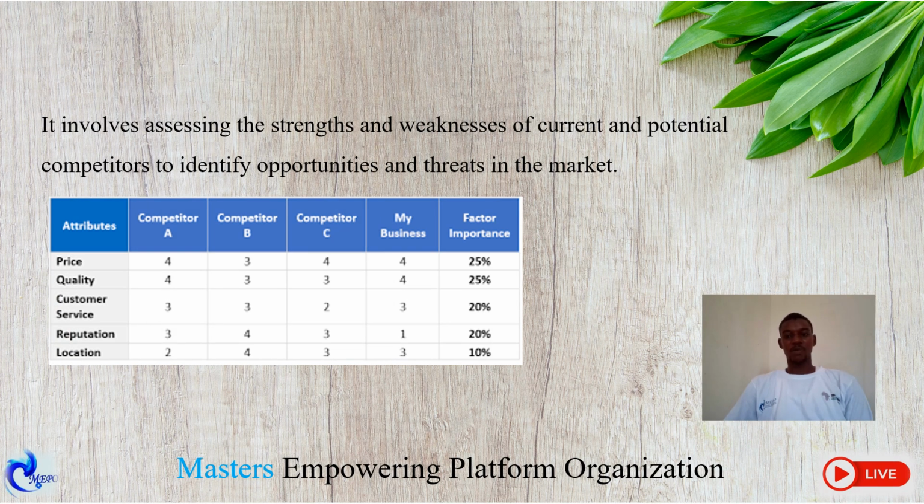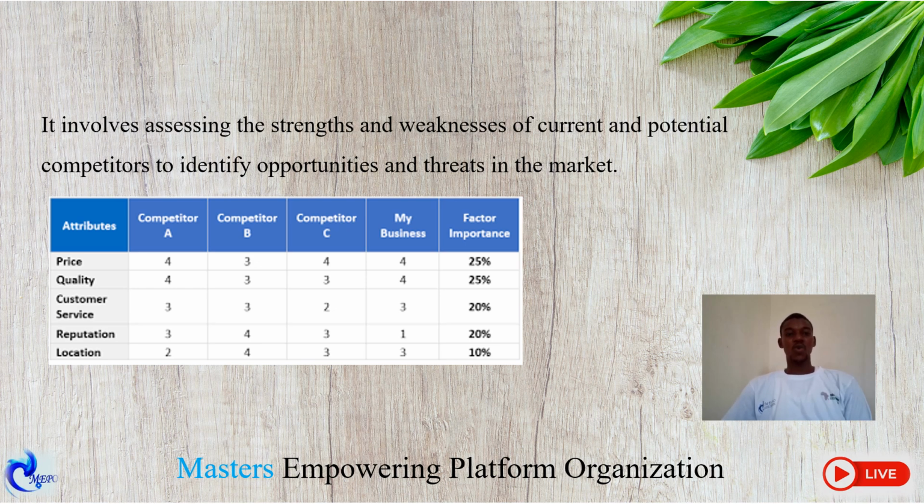into the deep explanation of competitive analysis, first of all, it involves assessing the strengths and the weaknesses of the current and potential competitors, and identifying the opportunities and the threats in the market. When you are forming up your market, the first thing is you need to know what is really needed in the market when you are going to compete with your competitors. In this table below, we have seen how the competitor analysis looks.